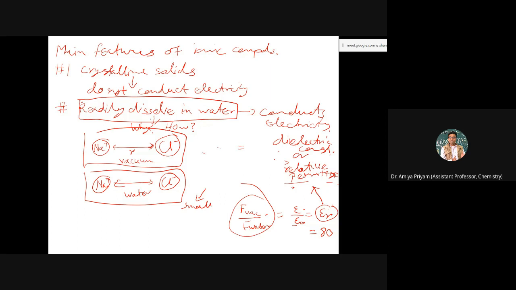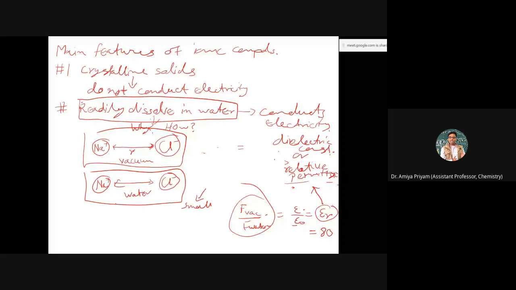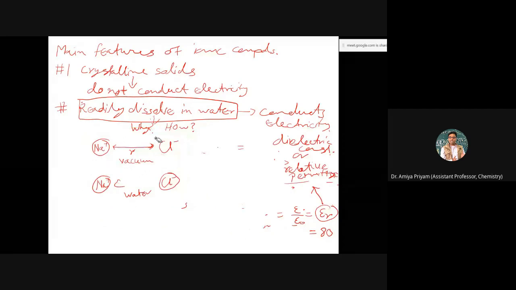So the overall result is that the attractive force in water is reduced, and because of that, ये तो already बता दिया आपको. So this is one part of the reason why it dissolves. It becomes easier to separate them out. Now, this is the energy that is required.